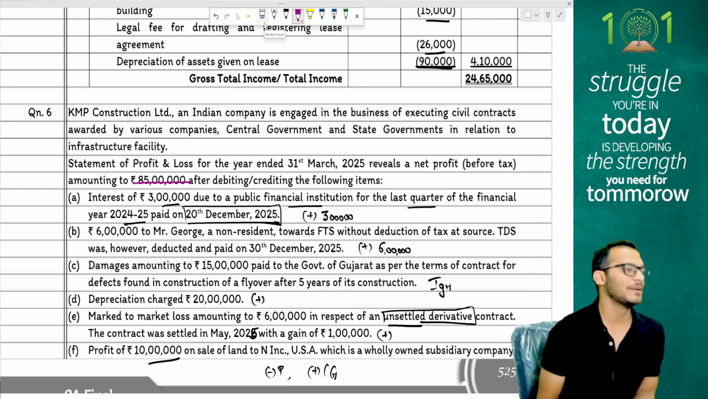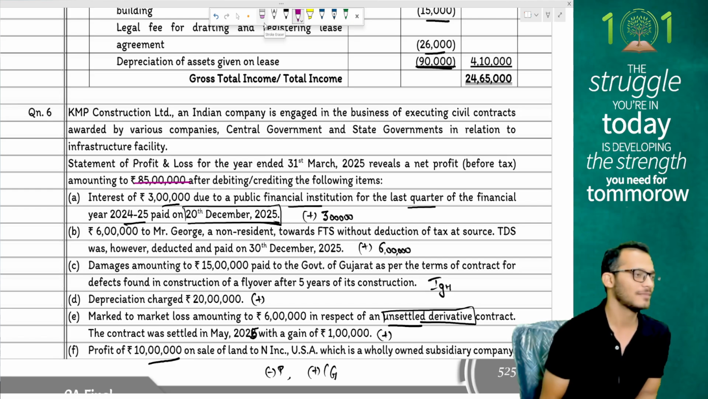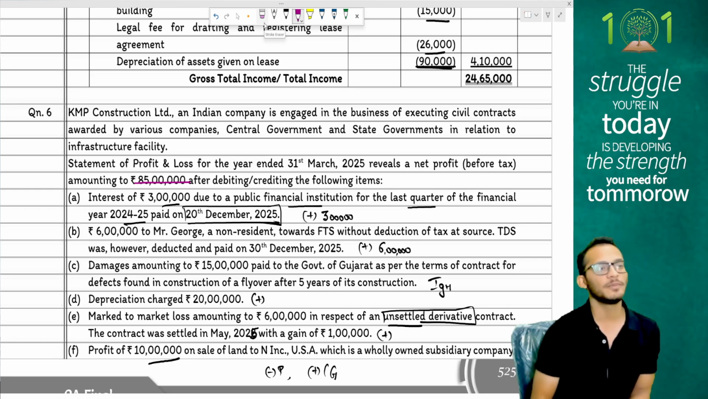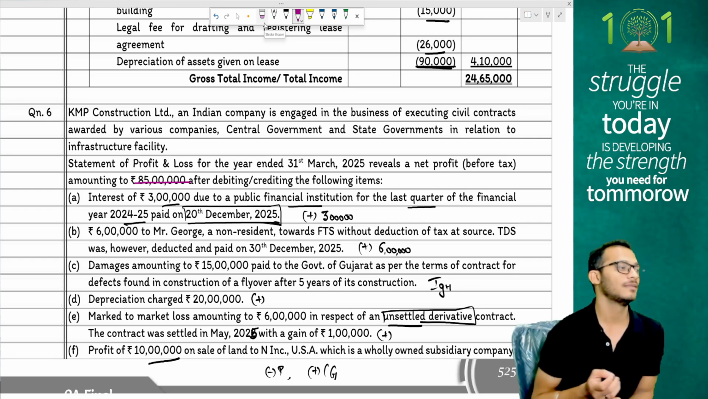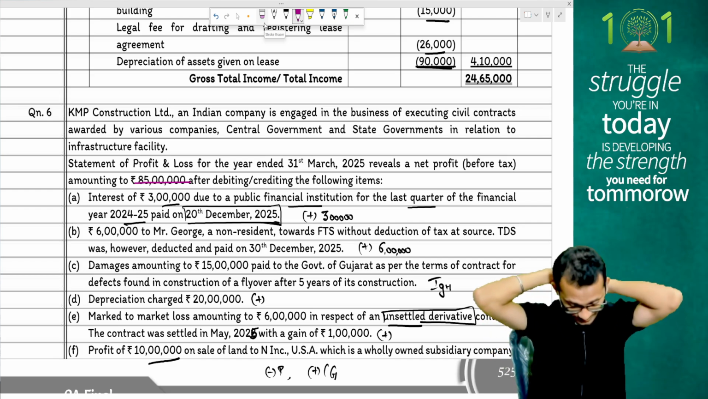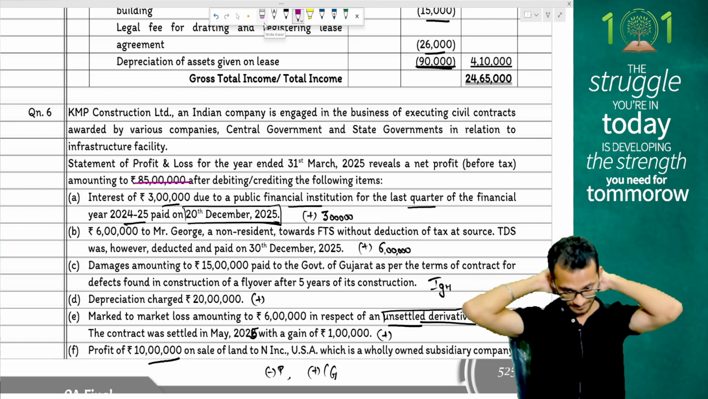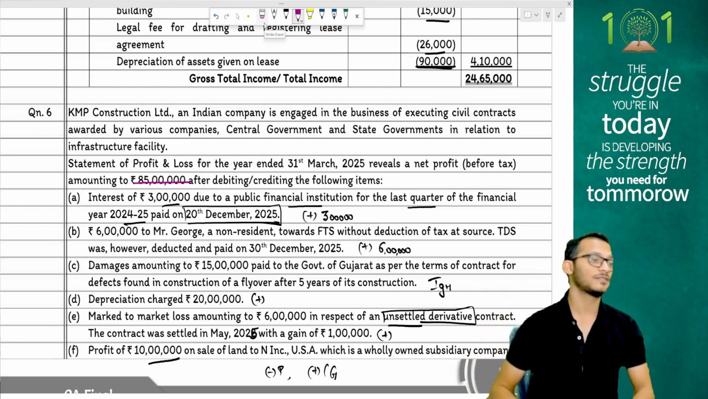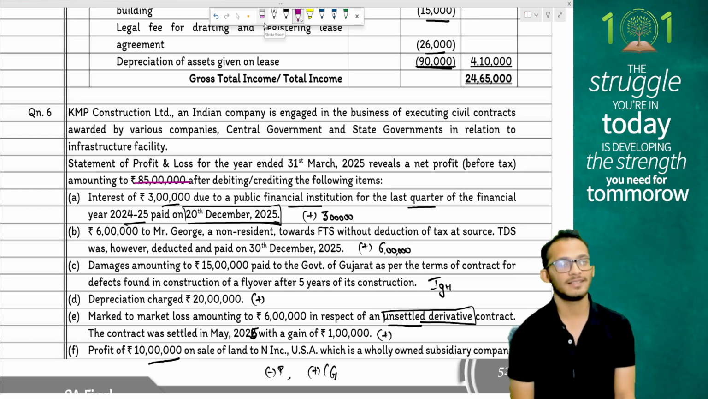As the sum is debited to P&L, it has to be added back. Number maybe is not a good word. It has to be added back. The number in the first column is 3 lakhs. Move forward.